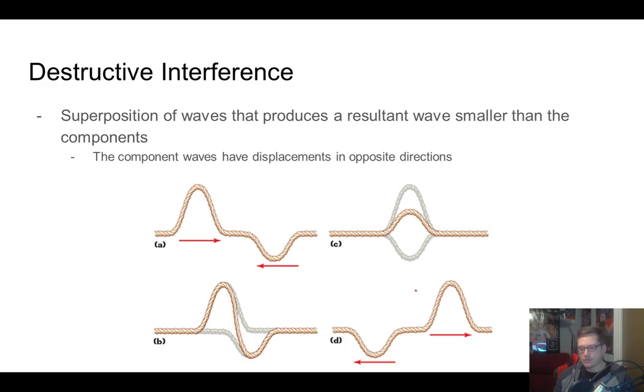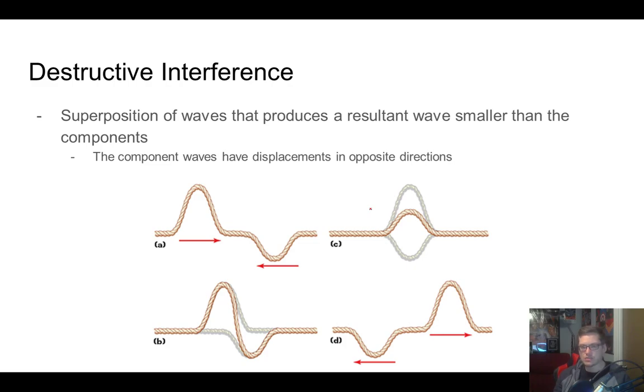Okay, and then after the interaction occurs, they keep going on their merry way as if nothing ever happened. You could imagine a situation where the two waves have the exact same amplitude, but in opposite directions, and so your rope would make a completely flat line. Pretty bizarre.